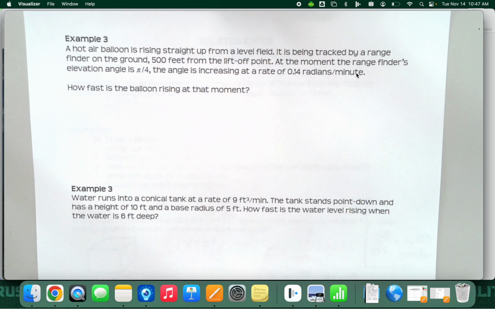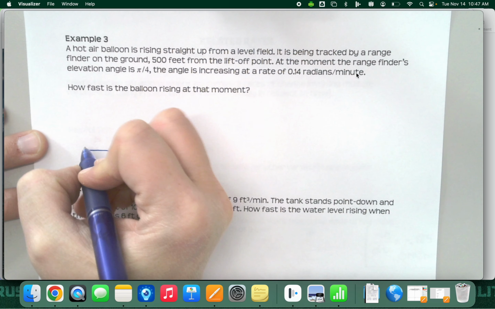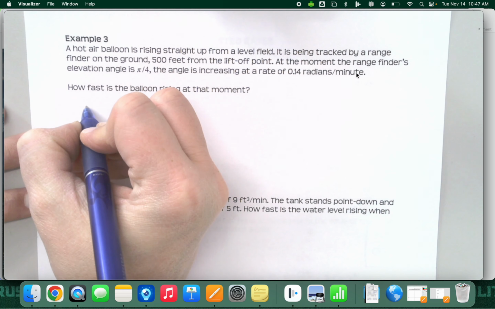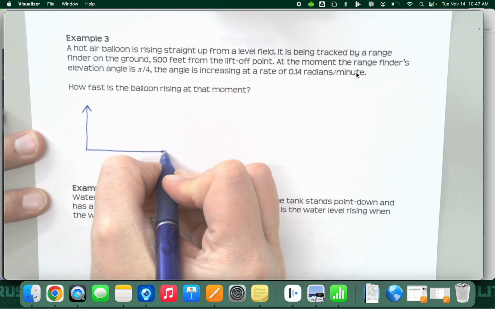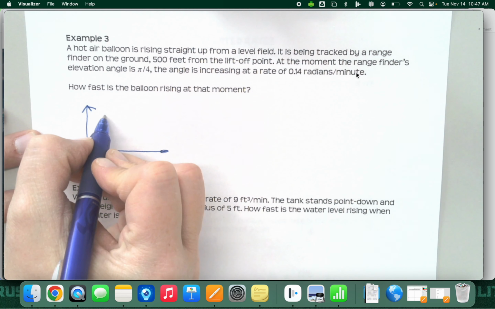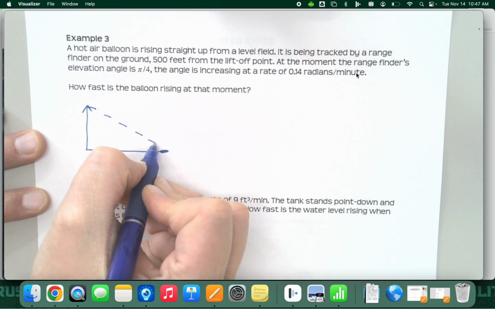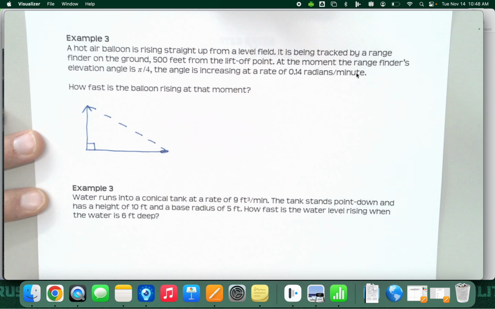Okay, picture. Hot air balloon is rising straight from a level field. So here's our field, okay? And here's my hot air balloon rising up into the air, okay? Being tracked by a rangefinder on the ground. So there's a rangefinder down here that is tracking how high up is that balloon. So once again, we've got a right triangle situation going on here, okay?